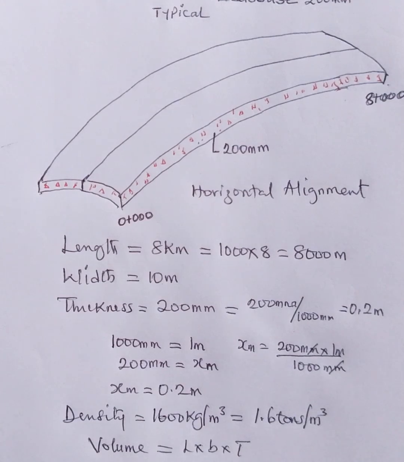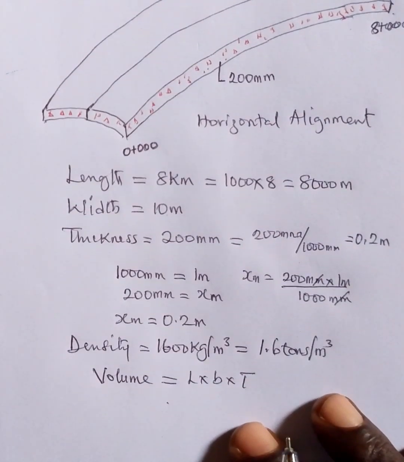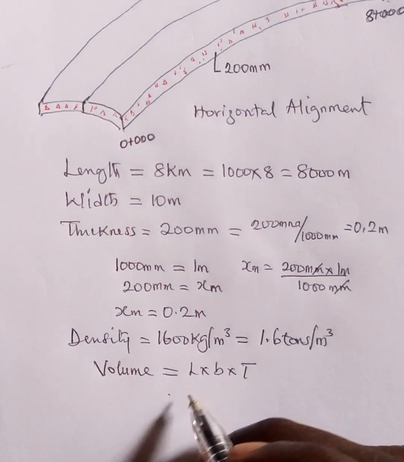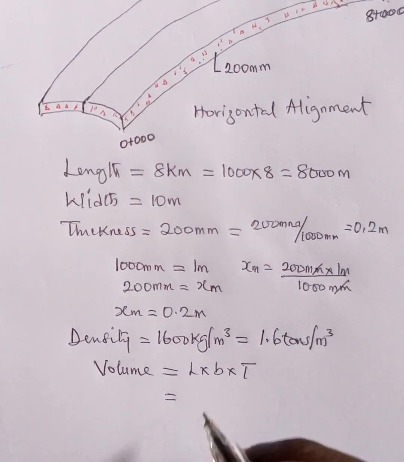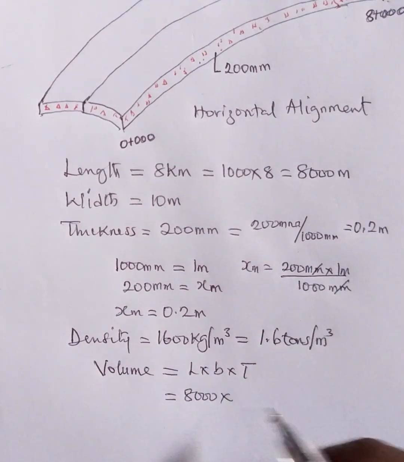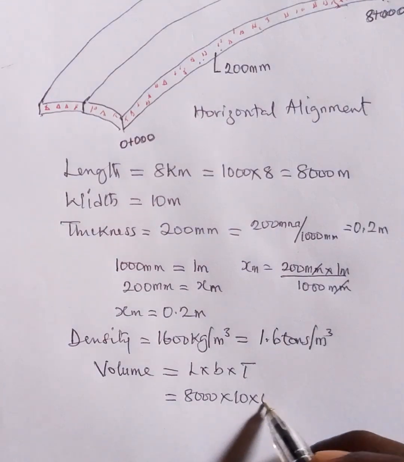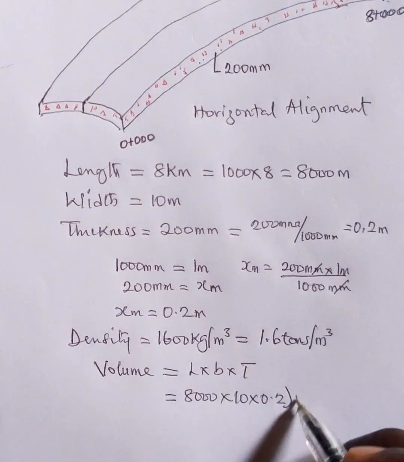So the volume is equal to what? Length times breadth times thickness. What is the length of the road? The length of the road is 8000 meters, times the breadth, which is 10 meters, times the thickness, which is 0.2. All in meters.